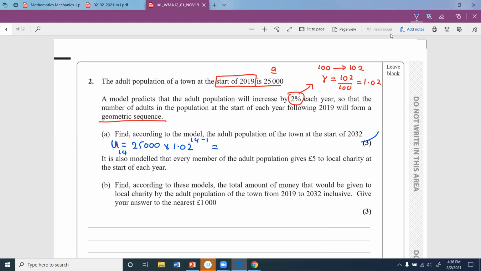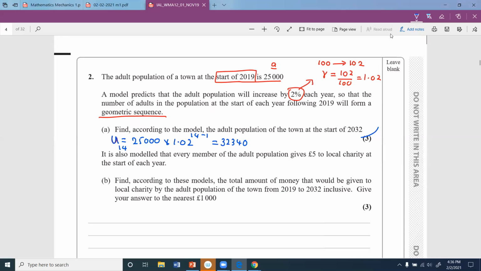Let's work this out and see. It turns out 25,000 into 1.02 to the power 14 minus 1, which is 13. So that value is 32,340.16. You can ignore the decimal and get this answer. Population cannot be a decimal answer, right?